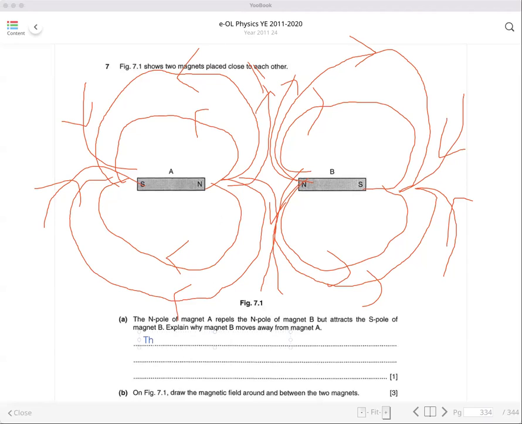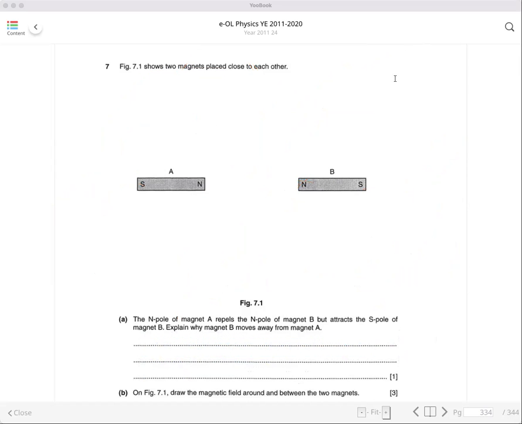Okay, so the sides of A and B facing each other are light poles. And since light poles repel, magnet B will move away from magnet A. Is that clear? Okay, everyone? Okay, let's move on.